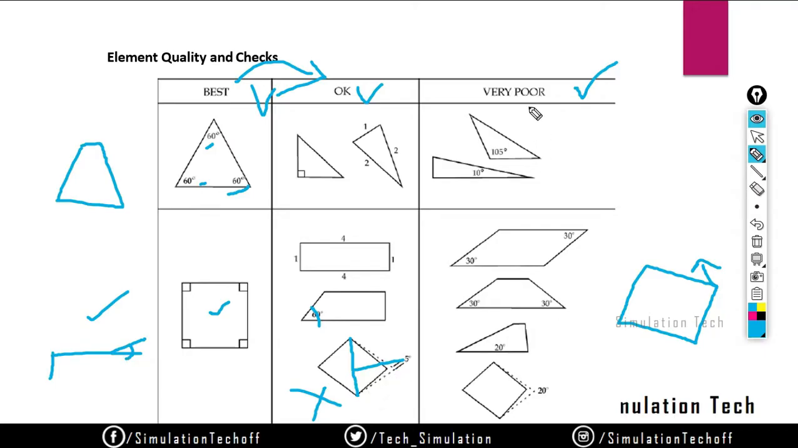And also for the very poor condition, the maximum angle should be 105. Obtuse angle, more than 105 is obviously a failure, and less than 10 degrees it is failed. 10 is the minimum limit, so you can't go beyond the 10. So 9, 8, it is very poor. And for this, 30 is the minimum, 30, 30. So 29, 28, it is not acceptable.